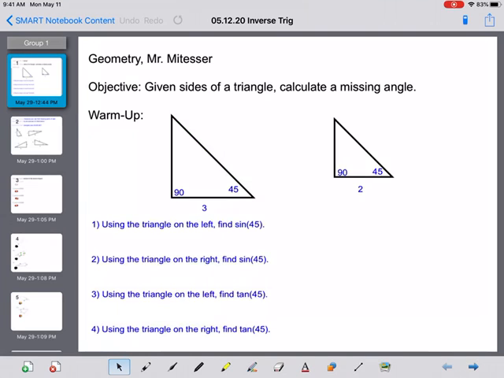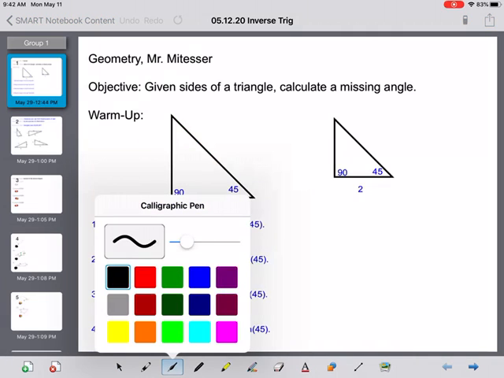Hello. Today you're going to find missing angles of right triangles using trig. So all you need to know is the length of any two sides of a right triangle, and you will be able to find the missing angle.